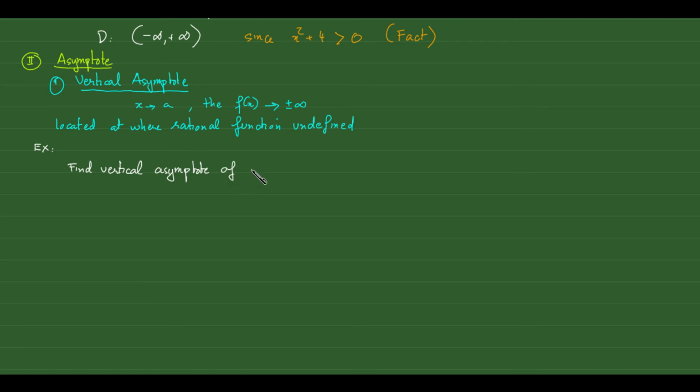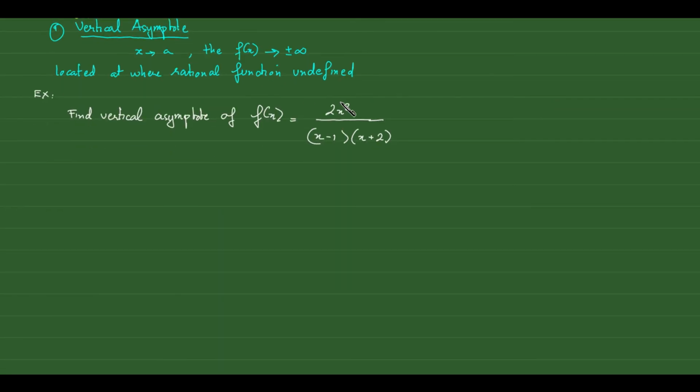Of rational function f of x equal to 2x squared over (x minus 1)(x plus 2). There you go. Alright, so now we just need to find the values that make the function undefined, which is the denominator, right? In the denominator, we just need to set the denominator different from 0.